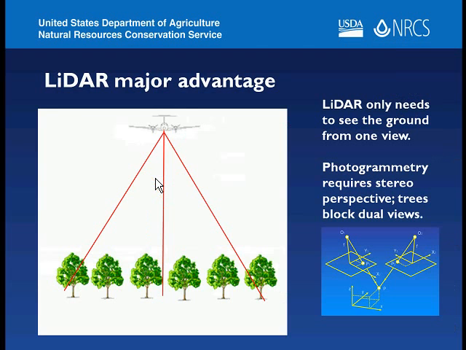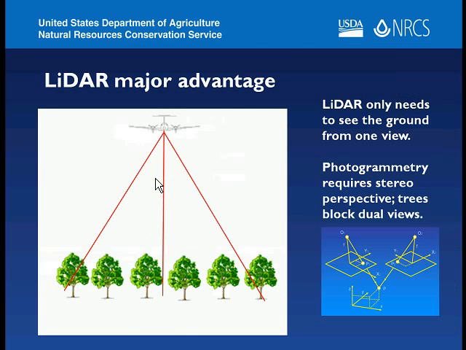A major advantage of LiDAR, like we mentioned earlier, is that this laser beam can penetrate through canopy where light can reach the ground. That's opposed to photogrammetry, which is a more traditional technique, and requires multiple views, where LiDAR only basically needs to see one view to get an accurate measurement of the ground and of the canopy.